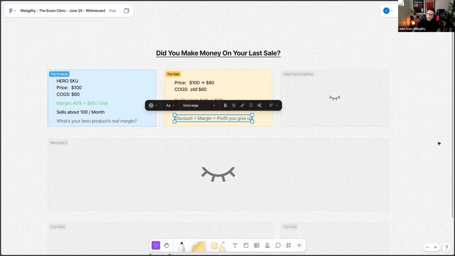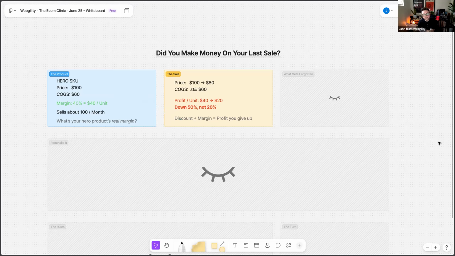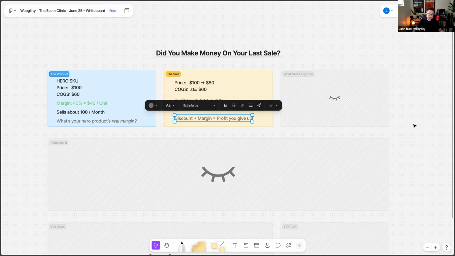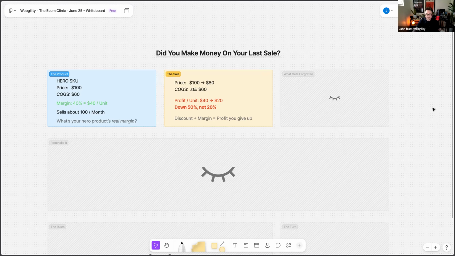So an easy way of thinking about this is the discount plus the margin is the profit that you're giving up on every single sale, right? And again, this is pretty straightforward unit economics. I wanted to use nice, easy, round numbers to make it super easy to understand. But you can use this same, it's not even an equation, it's just understanding how that COGS affects the price that's actually being listed on the website and in the discount, right? So this is what gets forgotten.